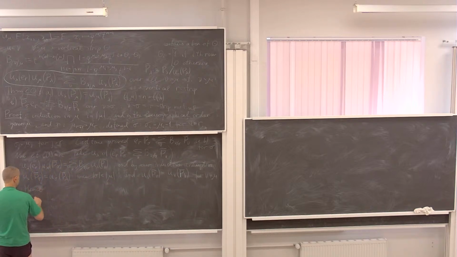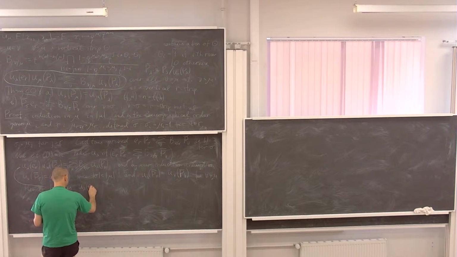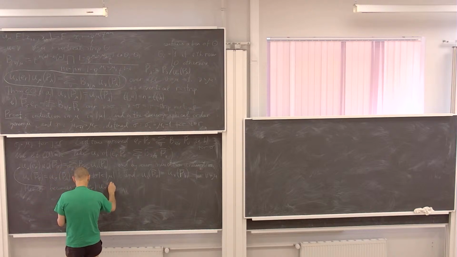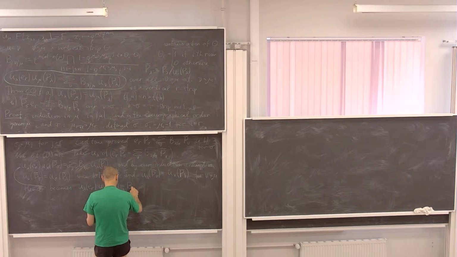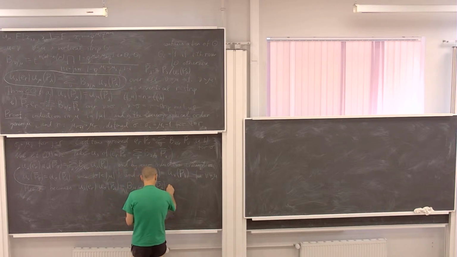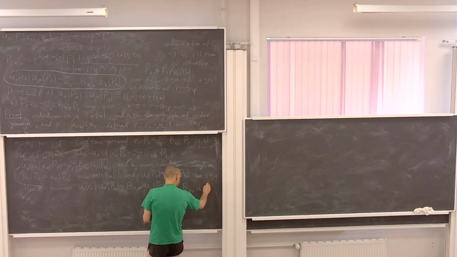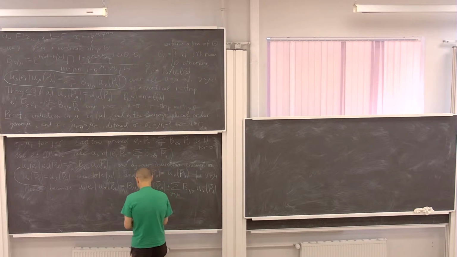Hence this equality becomes u lambda of E_r times u sigma of p tilde lambda equals b mu sigma u lambda of p tilde mu plus the sum over all nu that is smaller than mu in lexicographical order, b nu sigma u nu of p lambda tilde.